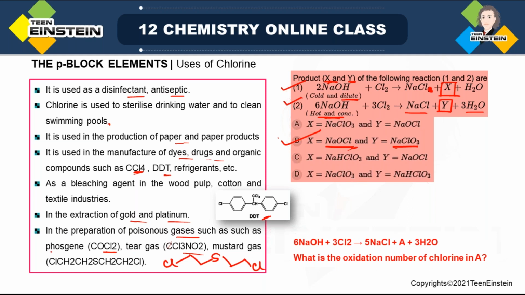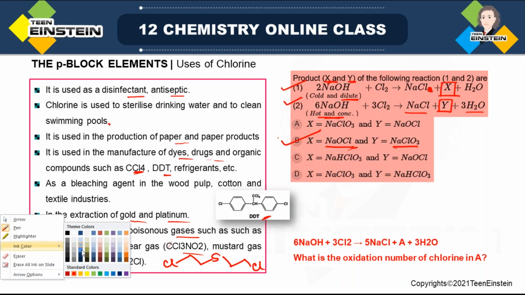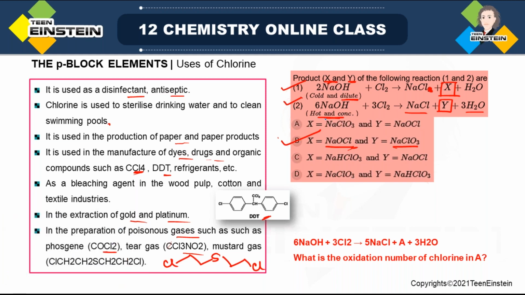Another question, NaOH reacting with chlorine. See, this reaction is basically the same reaction, that is equation 2. That means NaCl will be generated, water will also be generated. But what is A? A is nothing but NaClO3, sodium chlorate. And it is asking what is the oxidation number of chlorine atom in this particular molecule.